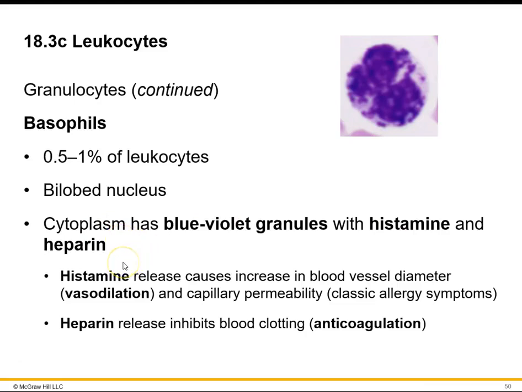When histamine is released, it's going to cause the blood vessel diameter to increase, so the blood vessel gets larger. That's called vasodilation. And it's also going to make the capillaries leaky, so fluid can leak out of them. That's increased capillary permeability. And you see this classically with allergy. Heparin release is going to inhibit blood clot, and so we call it anticoagulant because it inhibits blood clotting. And we'll talk about blood clotting in detail here shortly.